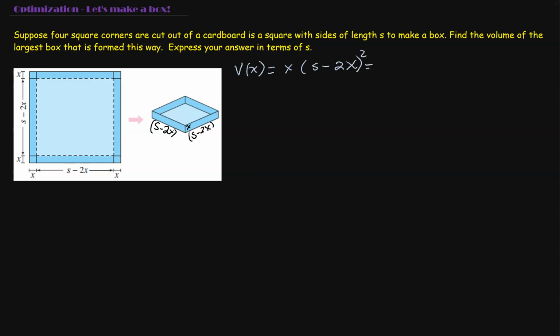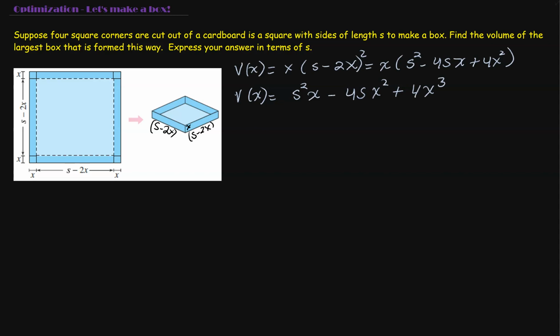If you multiply this out, it would be x multiplied by s squared minus 4sx plus 4x squared, and then you distribute in the x. Let's go ahead and just distribute: the volume would be s squared x minus 4s x squared plus 4x to the third.